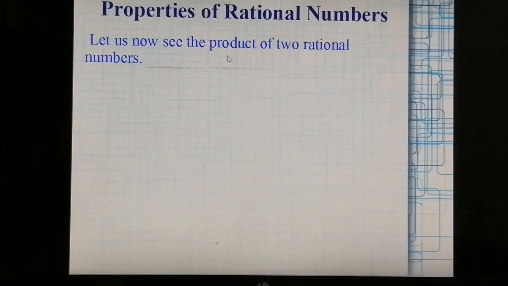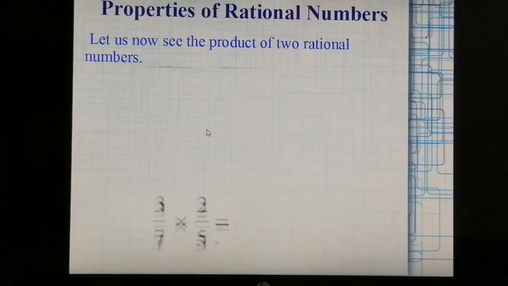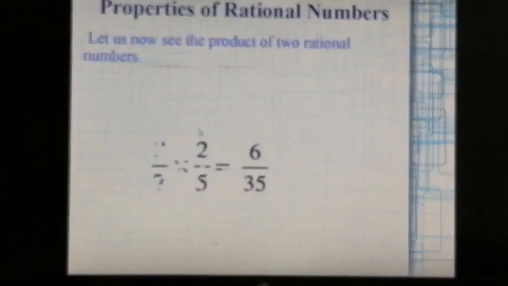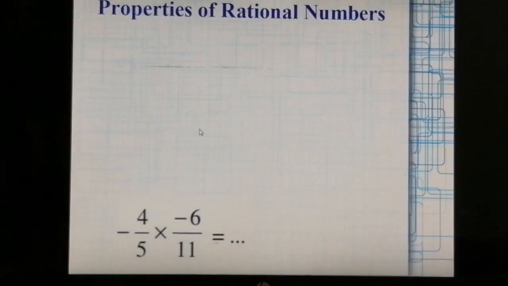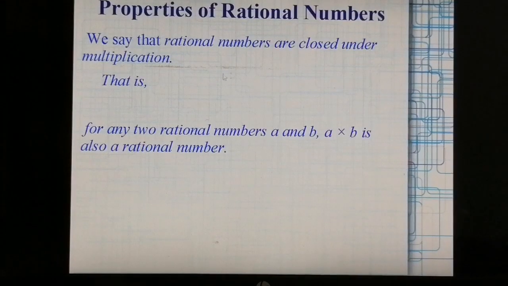Let's see now. The product of two rational numbers means we are going to multiply them. We take two rational numbers and what do we get? Yes, again a rational number. So we can try with a few more examples. And what do we say? We say that rational numbers are closed under multiplication. That is, for any two rational numbers a and b, a multiplied into b is also a rational number.